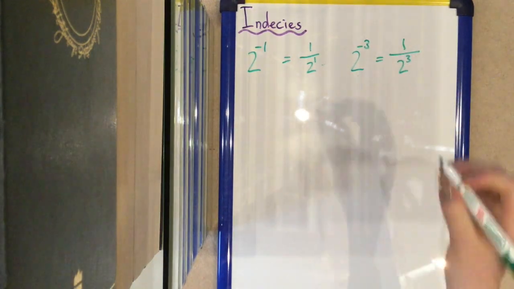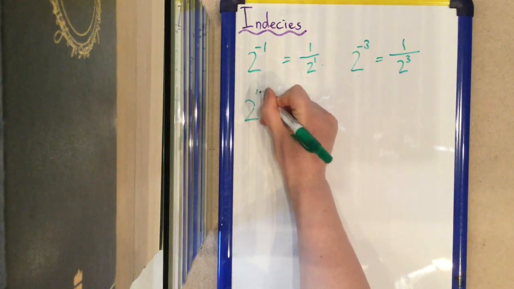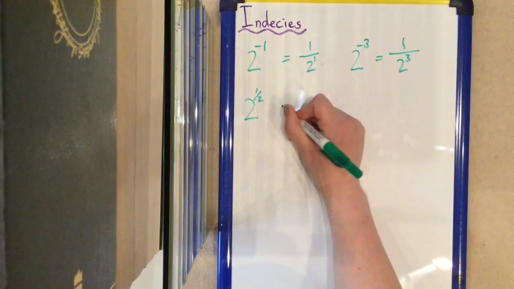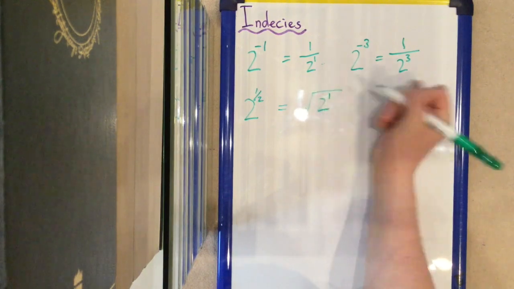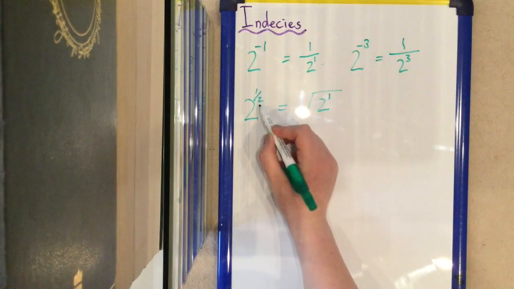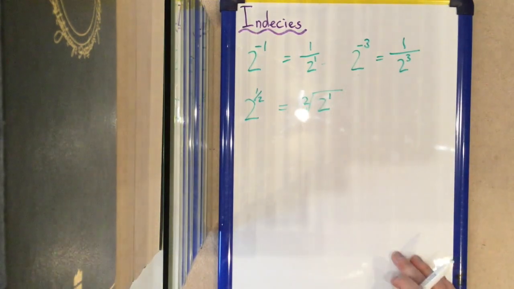The next thing to look at is when you have a fractional index. For example, 2 to the half. Now a fractional index means that there is a root in the simplified version. So I know that I am going to have a root of 2 to the 1. Now because this denominator here is a 2, I know it is the square root of 2 to the 1.